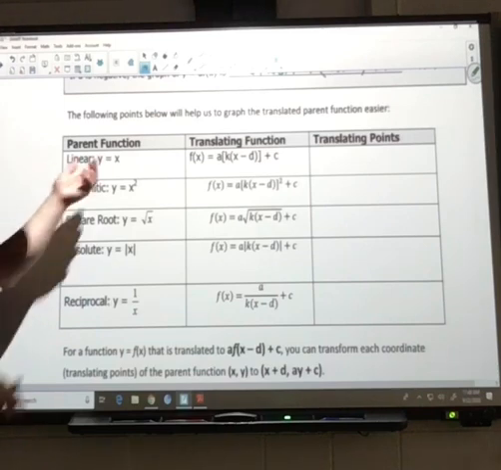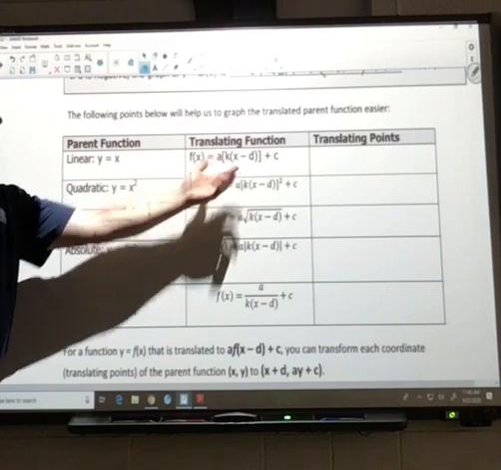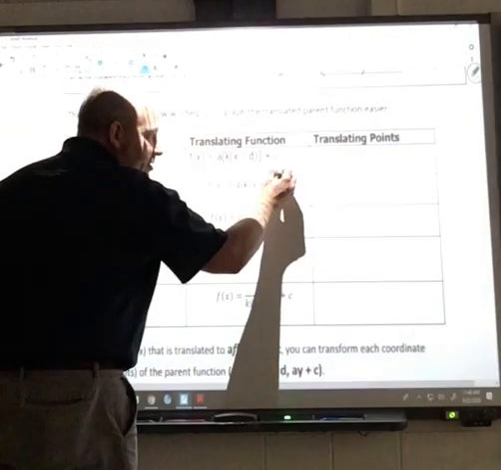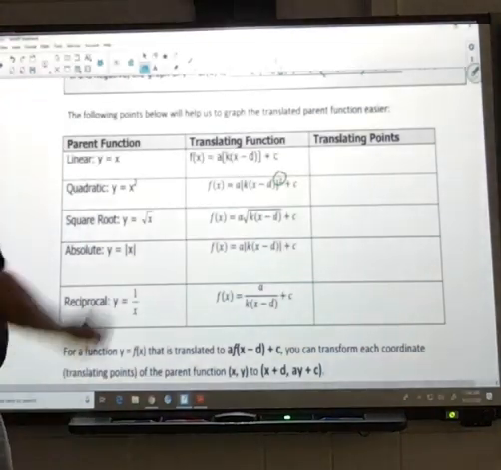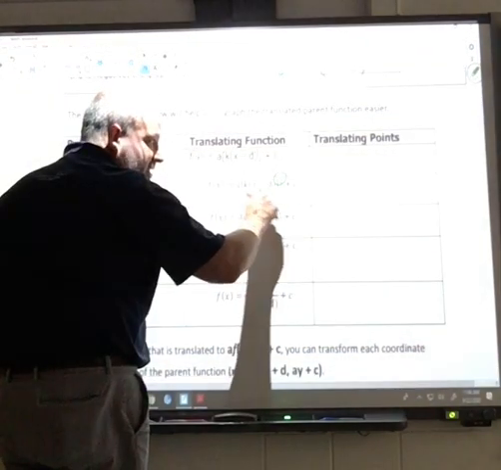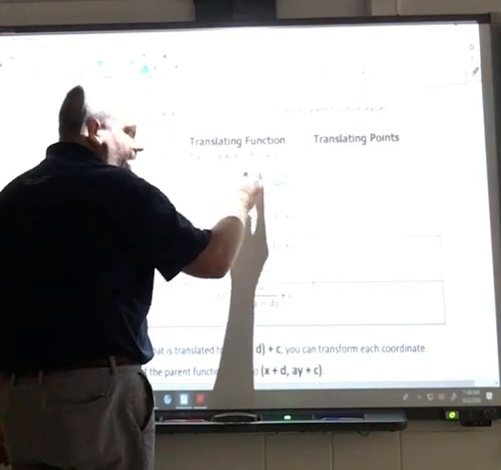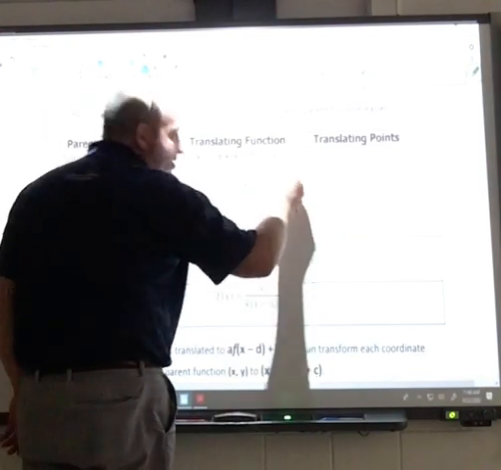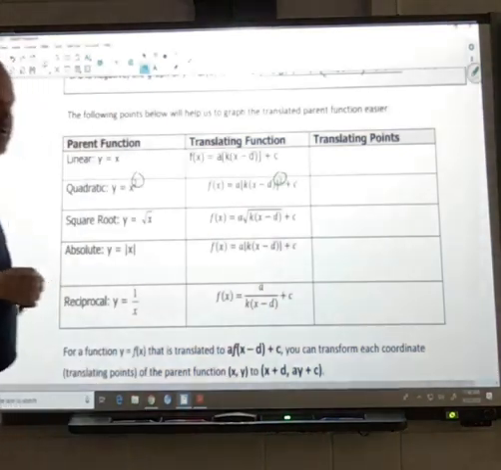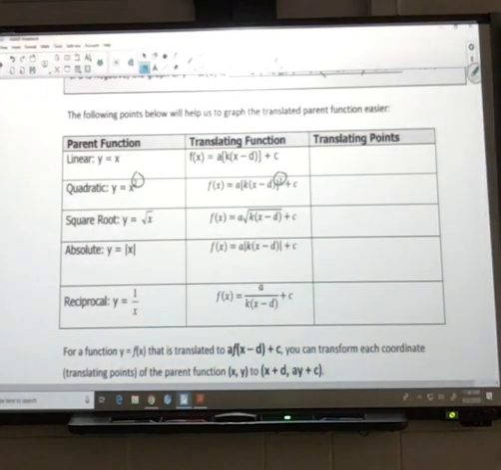Now usually we don't write linear equations in this format. But for a quadratic, the function is squared. So as a result, the D is inside the function. The A is outside the function, the C is outside the function. The outside the function is vertical, inside the function is horizontal. For the square root, same idea.